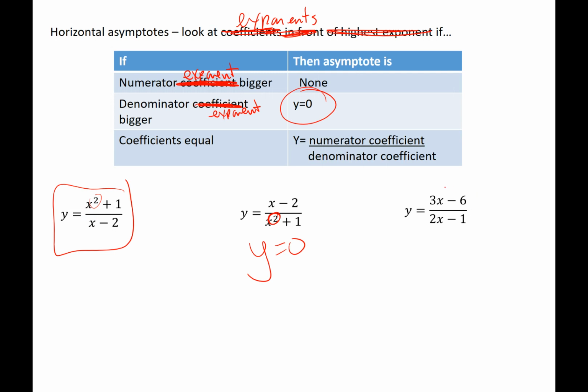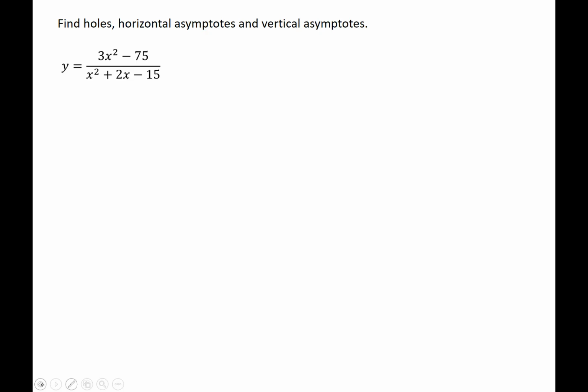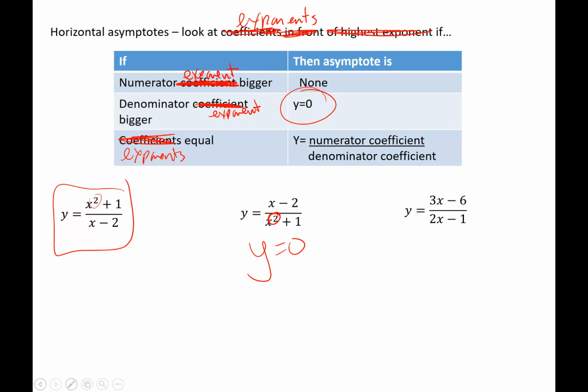All right, so this one right here, if not the coefficients, if the exponents are equal, then you take, so notice my exponents are equal on this one, right? They're both ones. Oh, it's flipped into a pen thing. That's why, or a pointer. That's why it's doing that.